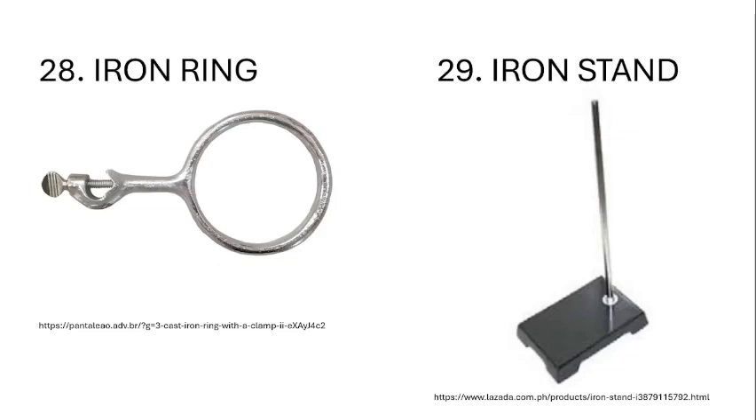Next, we have your iron ring. So your iron ring is a metal ring to secure your glassware. So this iron ring will be connected to your iron stand. So it will hold your glassware upright while it is attached to your iron stand during the experiment. And then your iron stand on the other hand is used to support your other apparatus, usually in heating substances or mixtures using flasks or beakers. So those are the typical setups using these two apparatus.